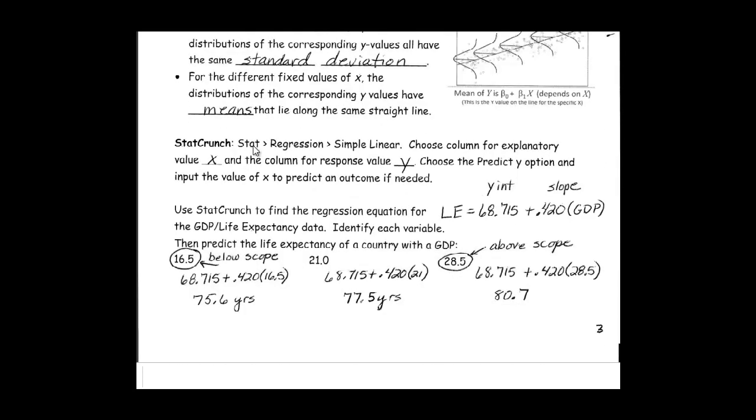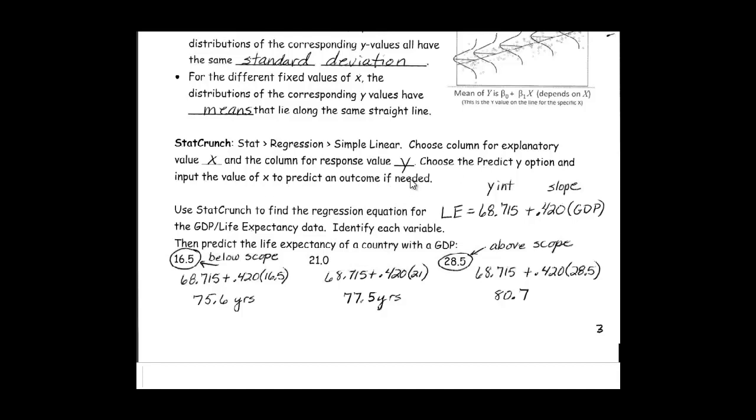In StatCrunch, again, we're going to use the same thing: Stat, Regression, Simple Linear. But this time I'm making a point that you're going to choose the column for the explanatory value x, and the column for the response value y, because y is totally dependent upon x. This time we're going to choose the predict y option and input a value of x to predict an outcome if needed.